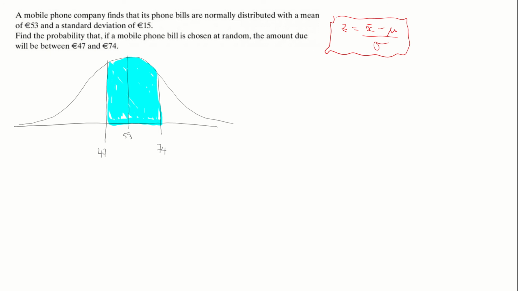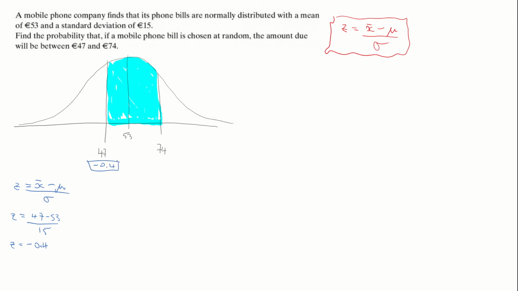So for 47 we have, so let's just put down our formula. Z is equal to x bar minus mu over our standard deviation. So that's giving me a z-score of x bar, which is my sample mean, which is 47, minus the mean, which is 53, over the deviation, which is 15, and that's giving me a z-score of negative 0.4. So I'm just going to mark that on my picture, and you can see actually that it is to the left of 53, which is a negative, and 0.4.